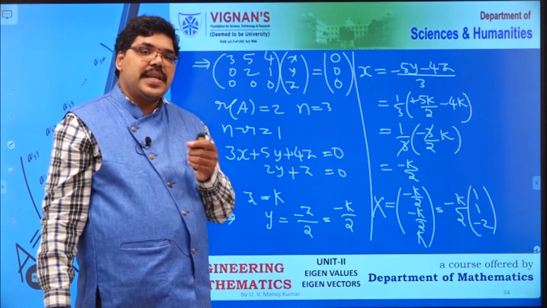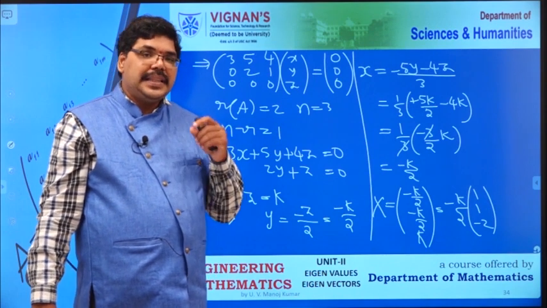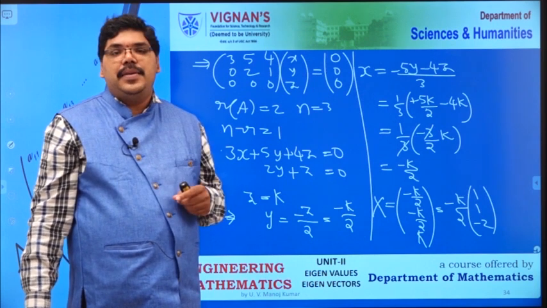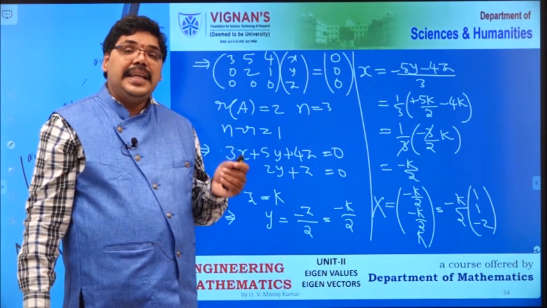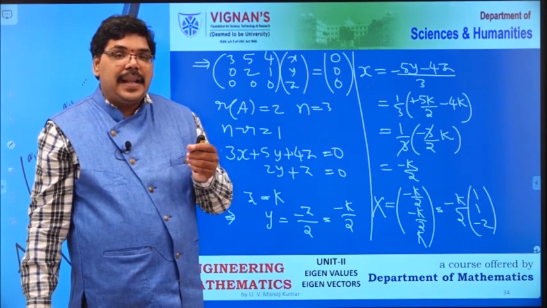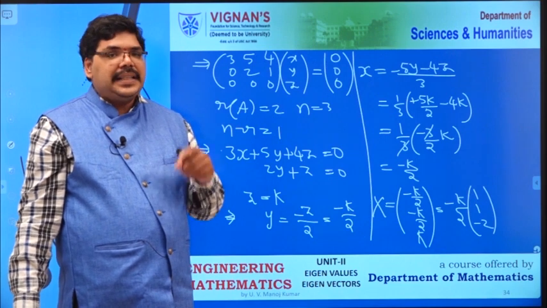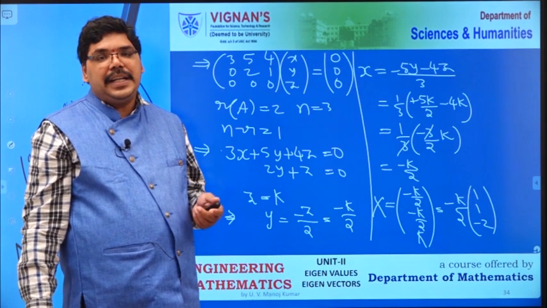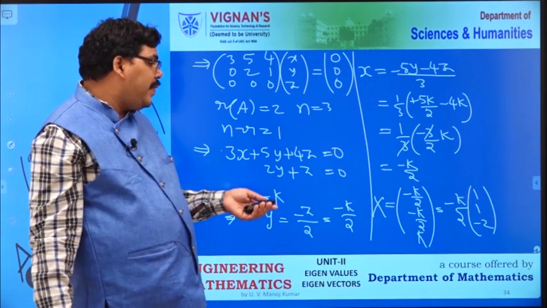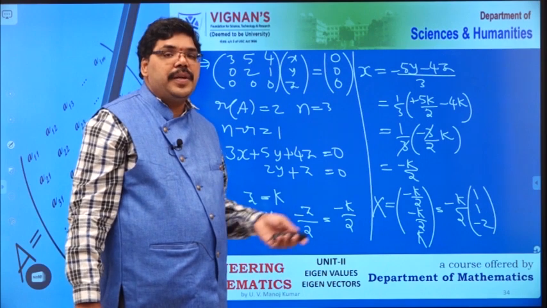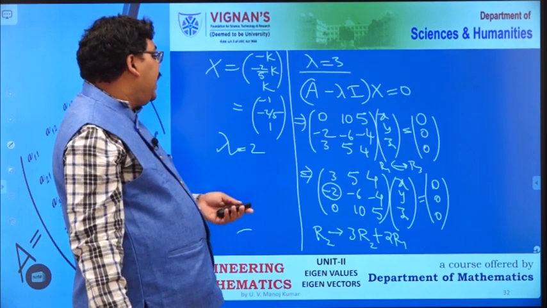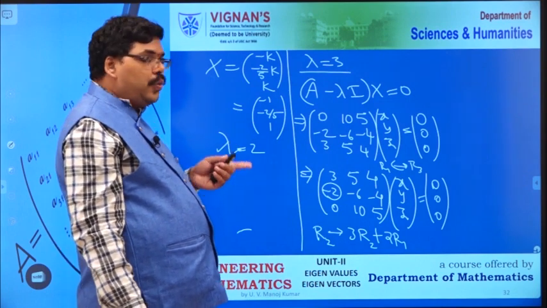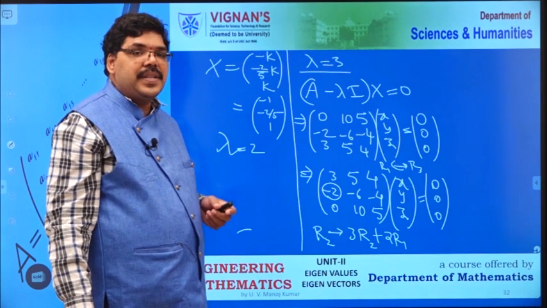Since the matrix is of size 3 by 3, there should be 3 eigenvalues. Out of these 3 eigenvalues, one is repeated. So what are the eigenvalues we are getting? 3, 2, 2. So are we getting 3 eigenvectors? No. Because one eigenvalue is repeated, we are only getting 2 eigenvectors. One eigenvector is 1, 1, minus 2 corresponding to lambda equals 3, and this is corresponding to lambda equals 2. So we got only 2 eigenvectors for a matrix of size 3 by 3.